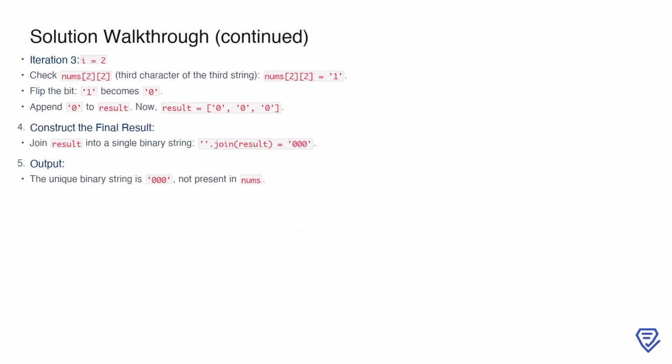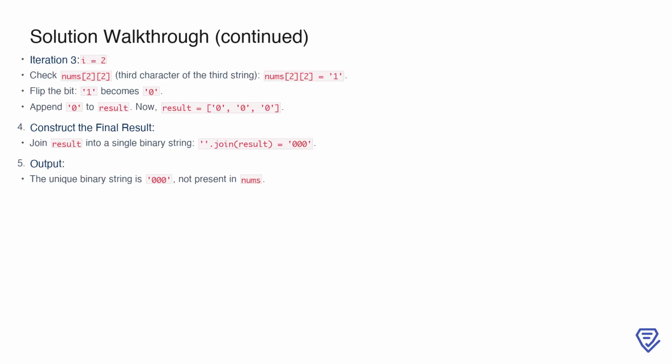In the third iteration, or i equals 2, we check the third character of the third string, nums[2][2], which is 1. Flipping this bit gives 0, and we append it to result. Now, result equals 0, 0, 0. After completing the traversal, we join the elements of result into a single binary string, resulting in 000.